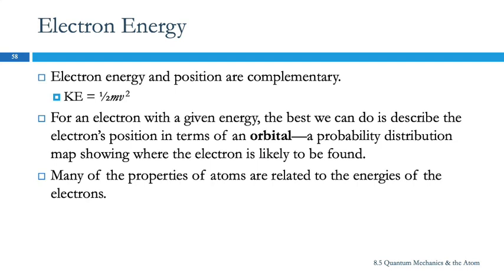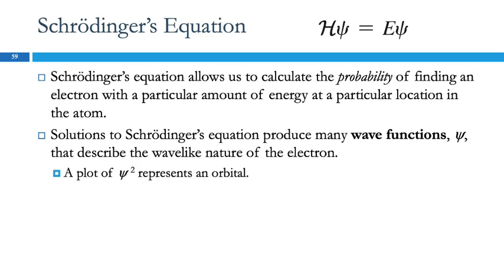Orbitals are different than orbits. Orbits are like what the Earth does around the sun. In the Bohr model, the electrons were orbiting the nucleus. That was all nice and familiar. Unfortunately, it's also wrong. So here we have orbitals, and we do find that many of the properties of atoms are related to the energies of the orbitals, of the electrons.